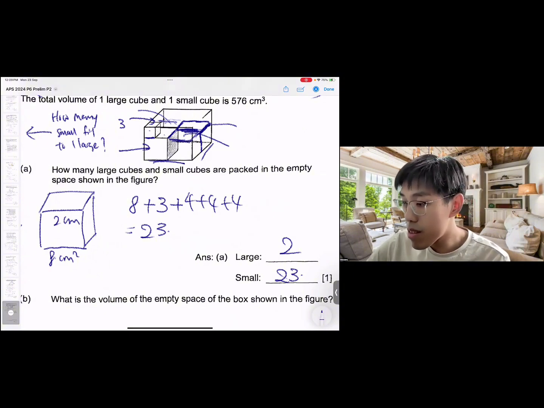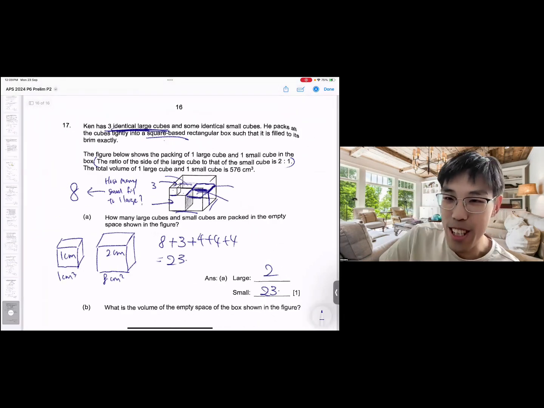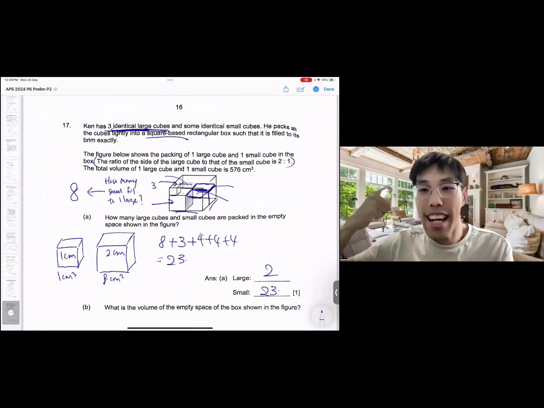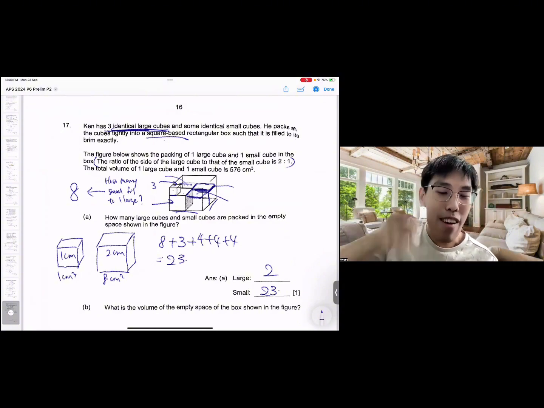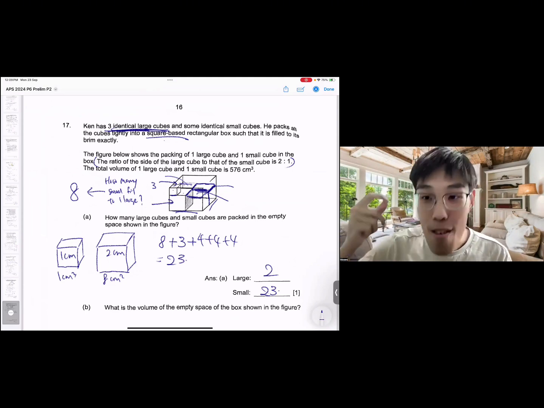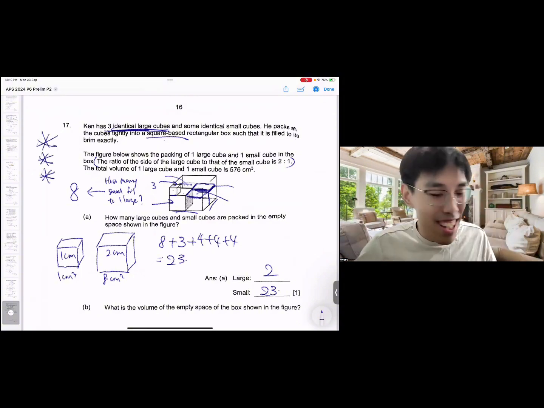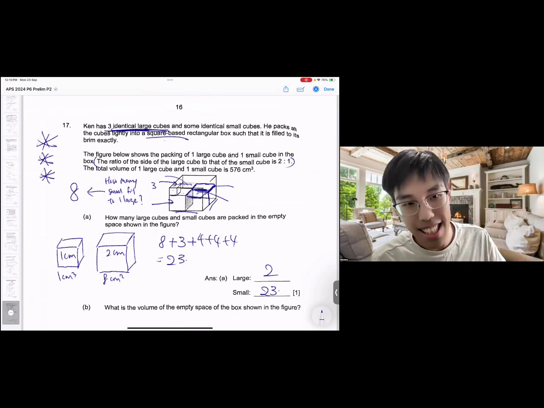Okay, so pause the video. Once again, pause the video. Rewatch this as many times as you need. If you really need to hear me explain this again, reduce the playback speed, so you can hear this very slowly and understand every single word I say. This question is very, very important. I cannot stress how much. This is a highlight of this entire paper today. So 2 and 23, that is my answer to question A.